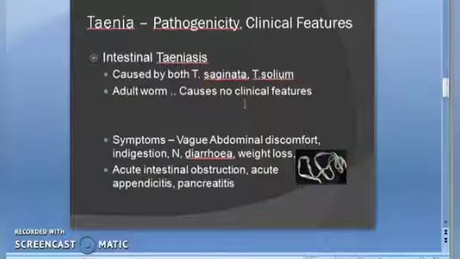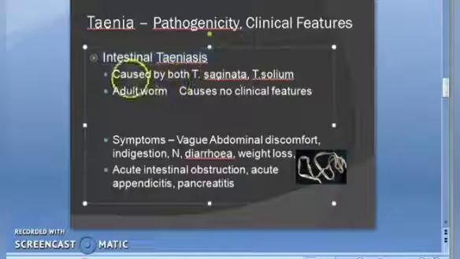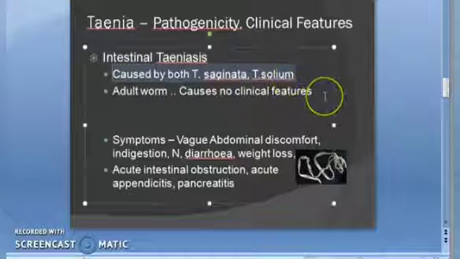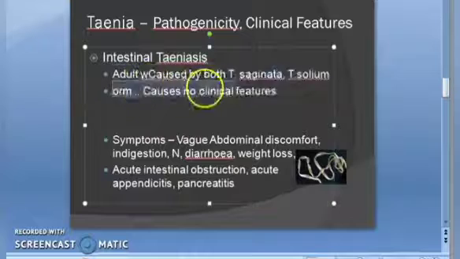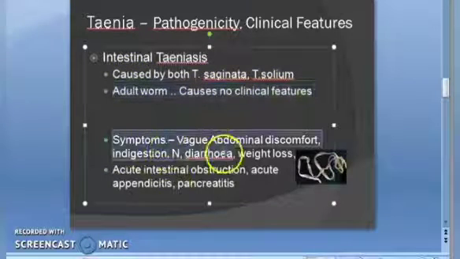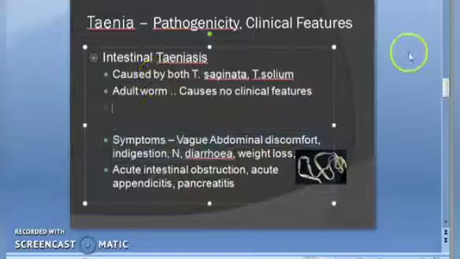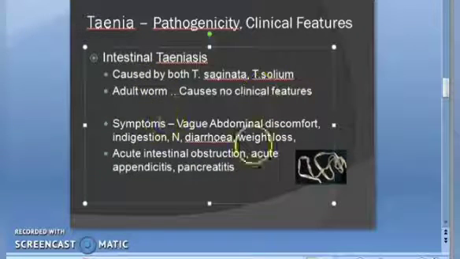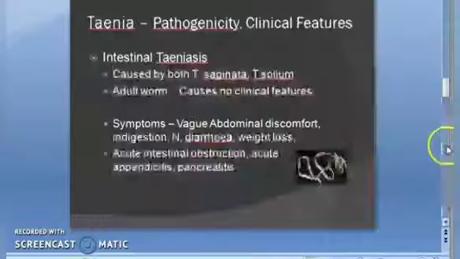Pathogenicity. Finally we reached pathogenicity. Intestinal taeniasis is caused by both Taenia saginata and Taenia solium. The adult worm actually will not have clinical features. So pathogenicity means you have to write the life cycle also, guys. Don't forget the diagram that you saw here. Pathogenicity means you should draw this diagram also.